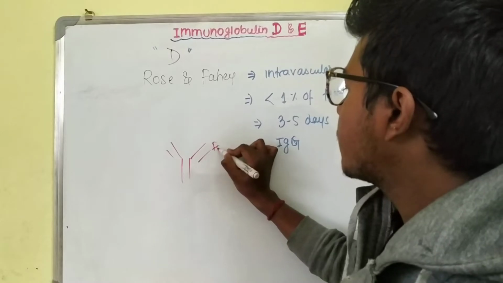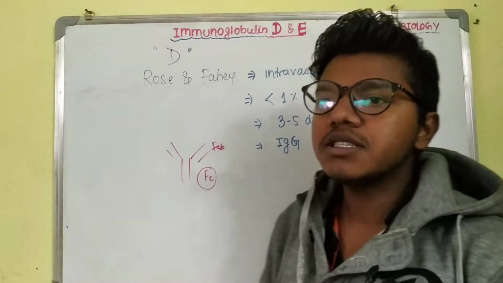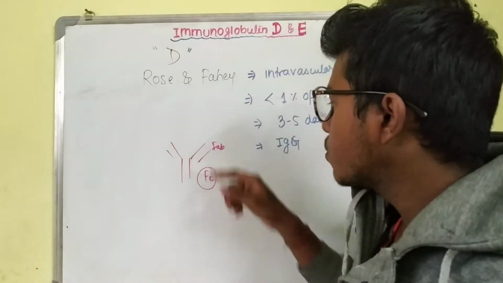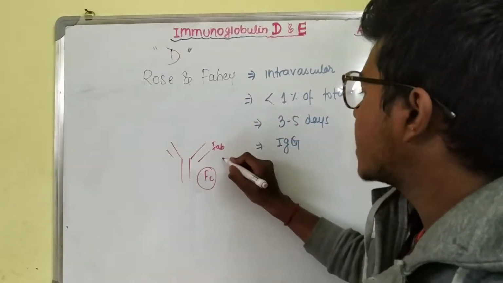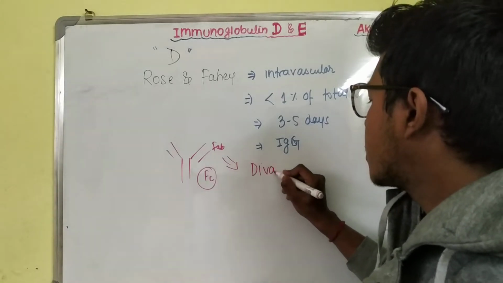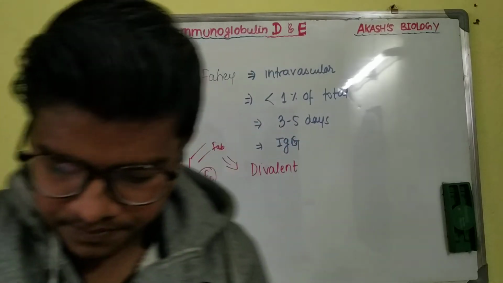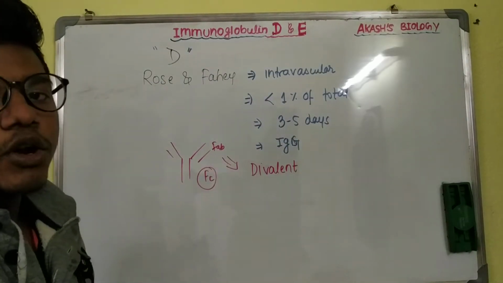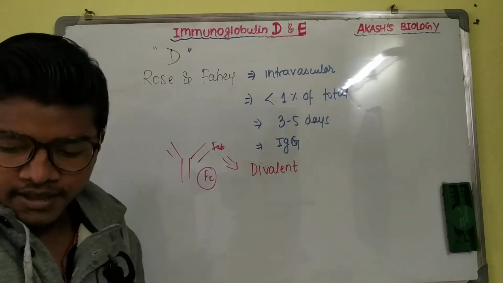This is the FAB fragment, and this is the FC fragment. The FAB fragment is the fragment of the antibody that will bind to the antigens. There are two FAB fragments for a single antibody, that's why the valency of IgD is also 2. So it is a divalent antibody. It is also present as a monomer, meaning a single immunoglobulin.